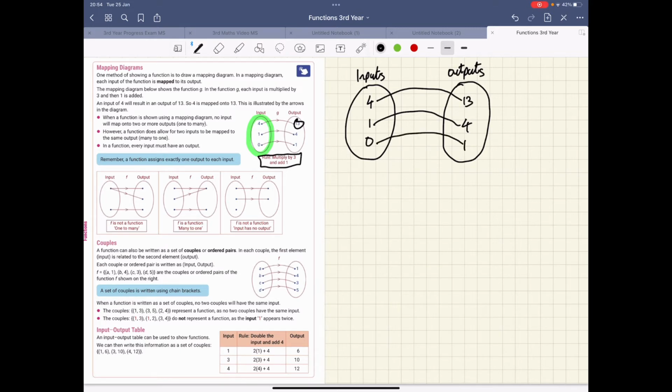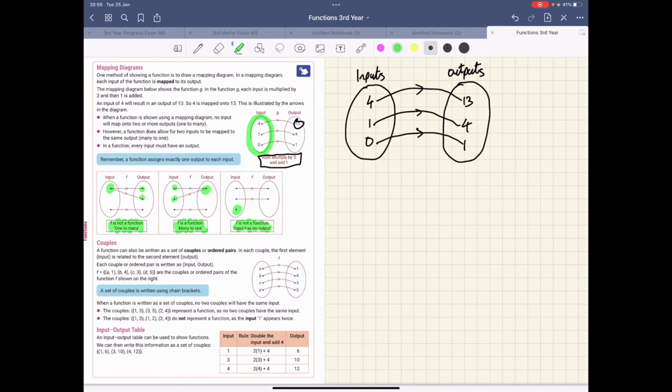It's just a visual way of representing the inputs and outputs. If you look over here, remember I was saying that one input cannot result in 2 outputs. That is not possible, hence why it says f is not a function. Over here, you can get 2 inputs resulting in the same output, so that is a function. And over here, if one of your inputs does not result in any output, then it's also not a function. Those are a couple of the basic rules.